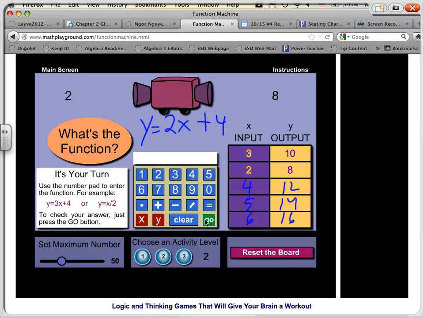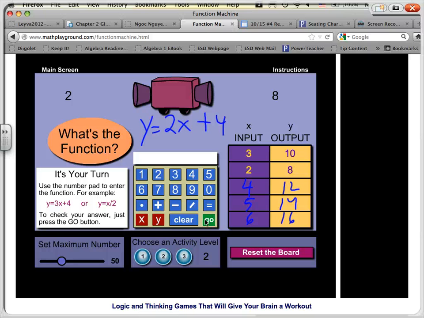This machine will take in your input, times it by 2, plus 4. Where do you think the 2 comes from? Let me show you a trick so that next time when you do it, you will know exactly how to get your 2. Watch.